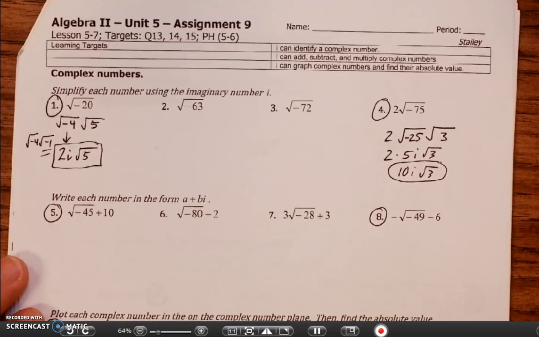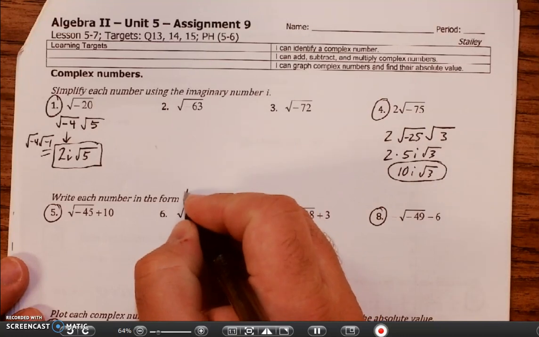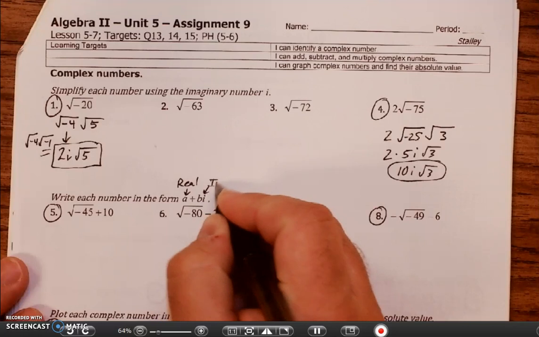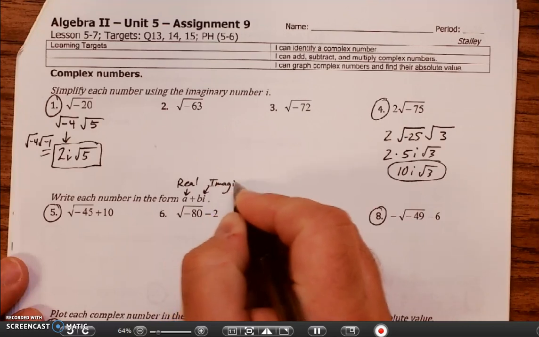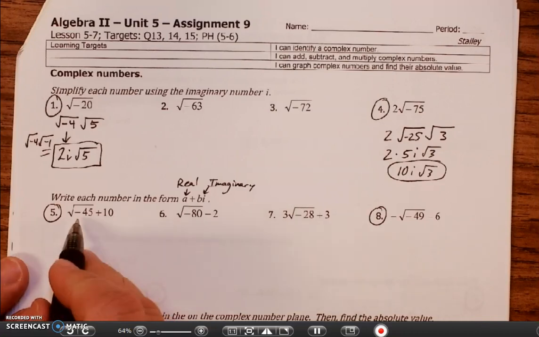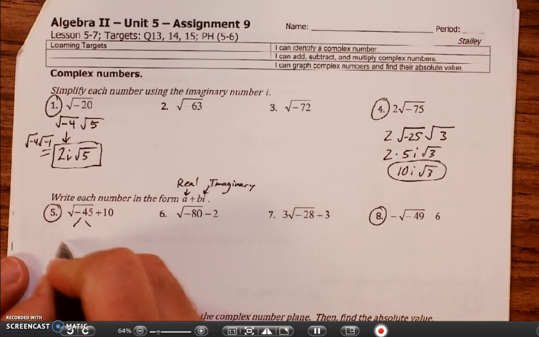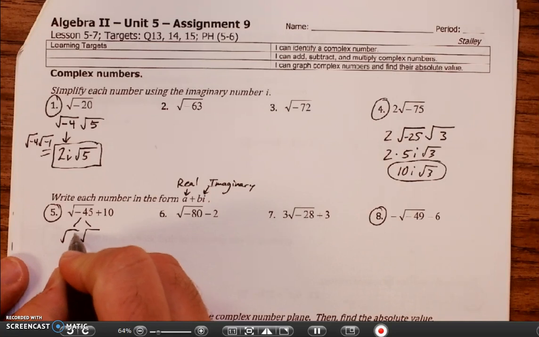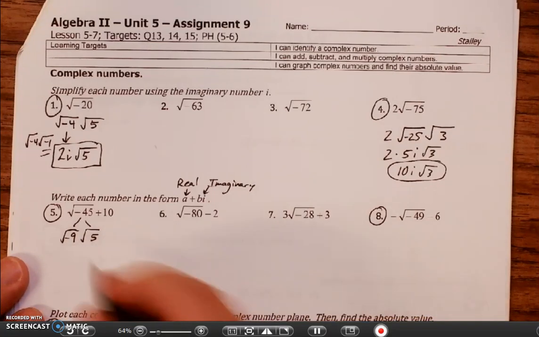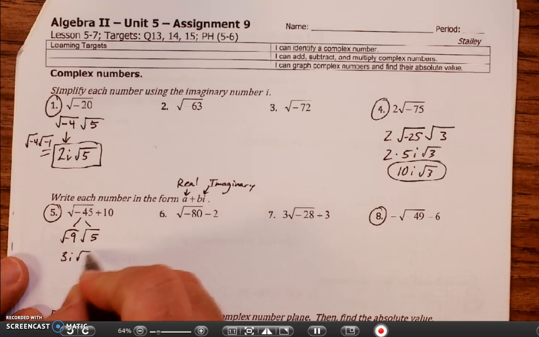Write each number in a + bi form. That means the real number first, and then the imaginary part second. That's how you write complex numbers with the 2 parts. So, square root of -45 can be split apart into a perfect square. 9 goes in 5 times, and the negative goes with the perfect square. So this would be 3i radical 5.